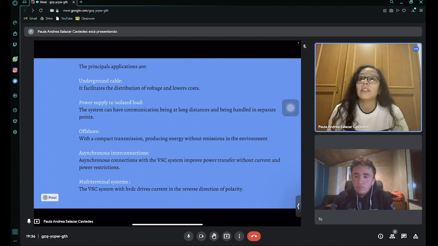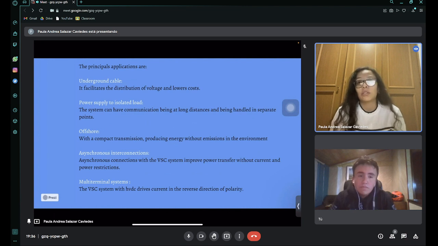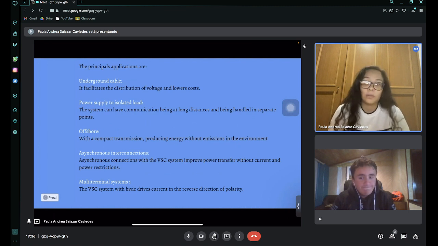Another one that we have is power supply to isolated loads. Forced commutation, dynamic voltage control and black start capability allow VSC HVDC transmission to serve isolated loads and extend over long distance submarine cables without any need to run expensive local generation. Another one that we have is offshore. That means VSC transmission is compact, with facilities for feeding loads from a distance, in the case of the high seas, producing energy from the shore and avoiding emissions.